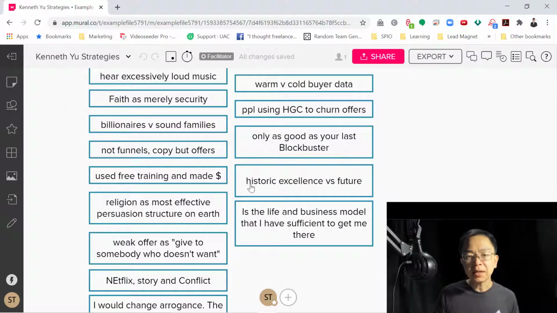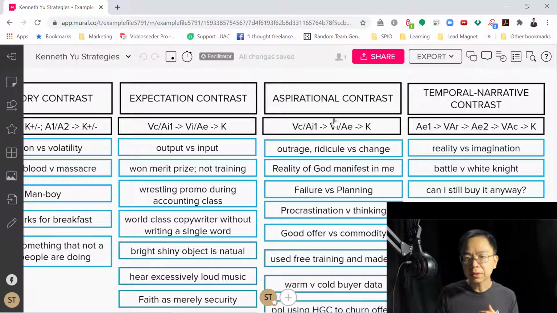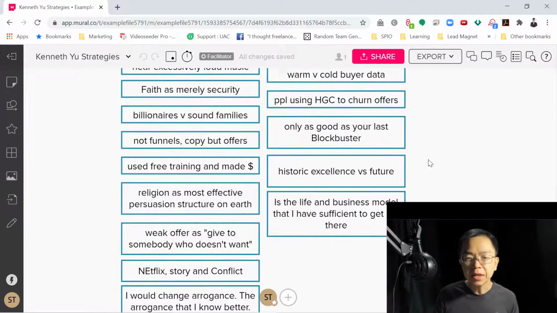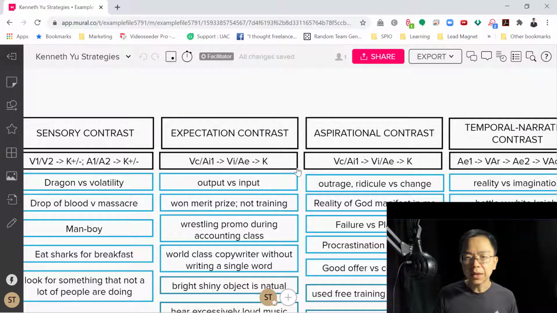And that goes back to the idea of arrogance, the historic excellence versus the future. This is classic. Inside your mind, if you're talking about your current successes, but your future is incongruent with the past successes, then you're not going to get anywhere. Okay, and he uses this as a very powerful explanation. Is the life and the business goal that I have sufficient to get me to where I want to go? So this sums up the aspirational contrast.